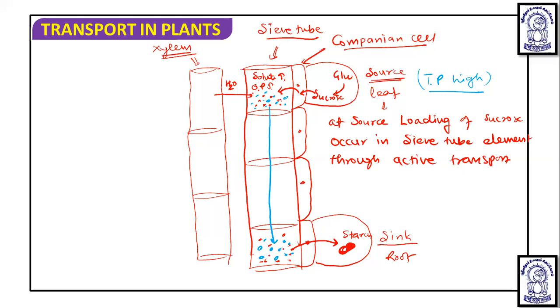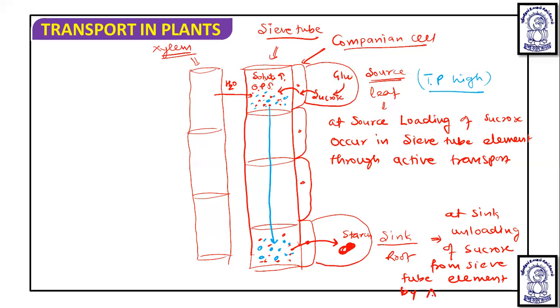Whereas when sucrose is unloaded at the sink, so at the sink, unloading of sucrose from the sieve tube element is by active transport.